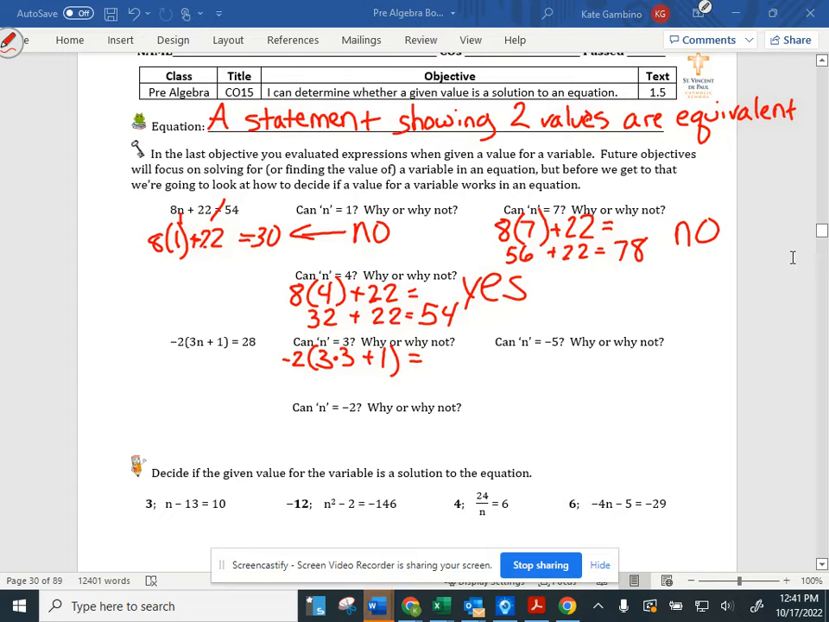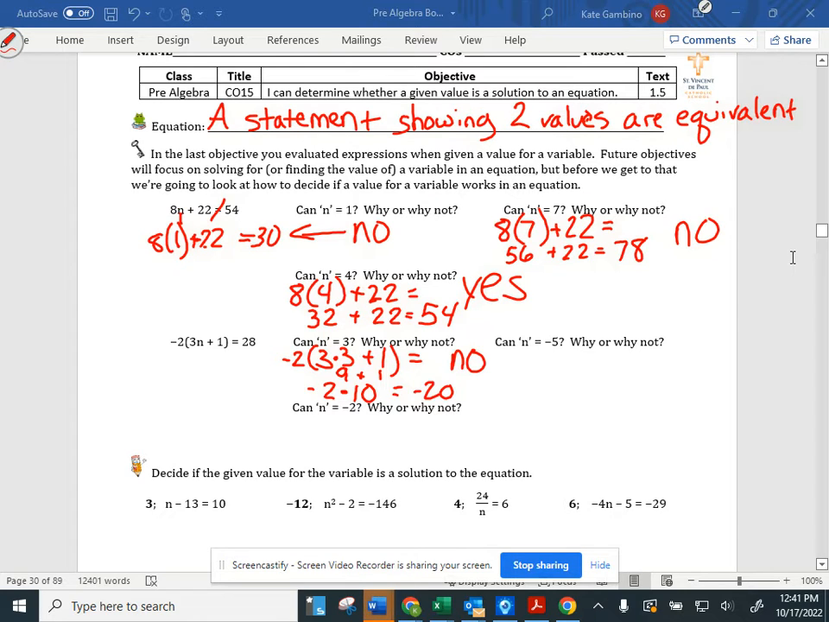So I'm going to go step by step. First, I'm going to do inside my parentheses. 3 times 3 is 9, plus 1 gives me 10. And then I have negative 2 times 10. What does that equal? Negative 20. So is it a yes or a no? No.